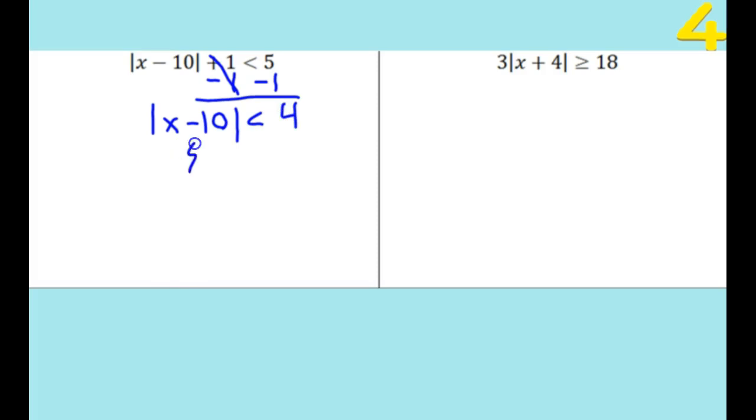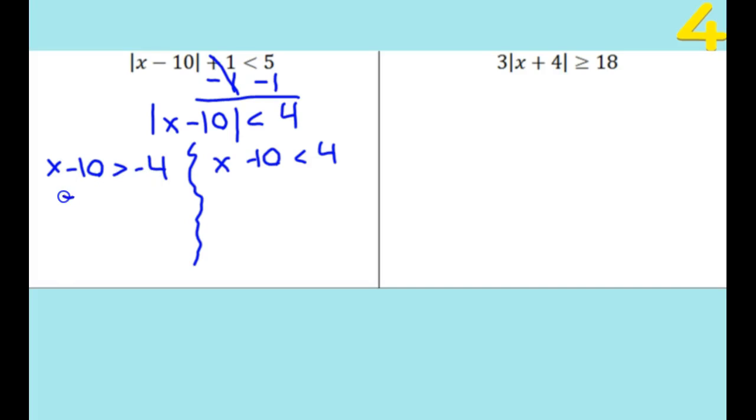So we're going to create our two problems. x minus 10 is less than 4. And x minus 10 is greater than negative 4. Remember to flip the symbol and flip the sign.